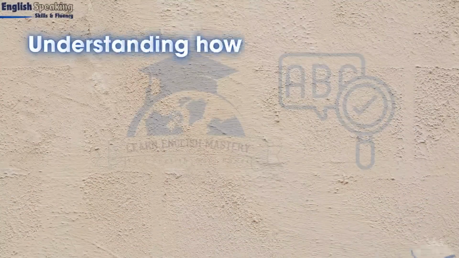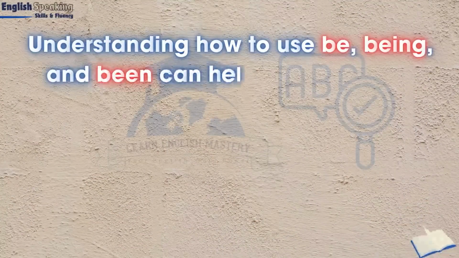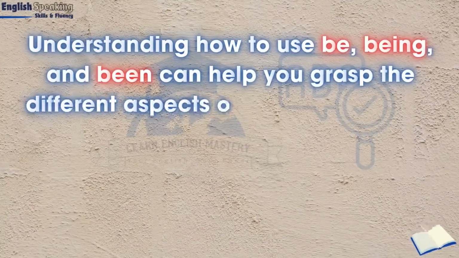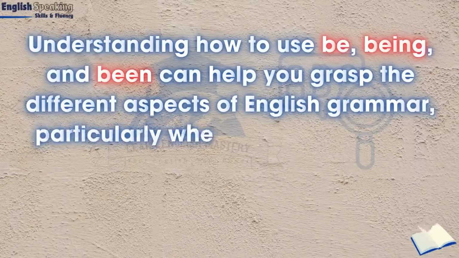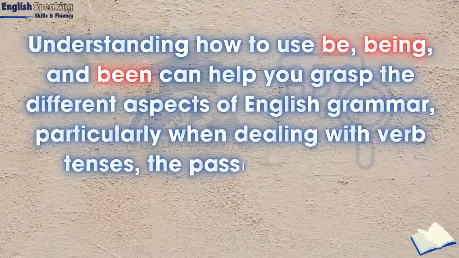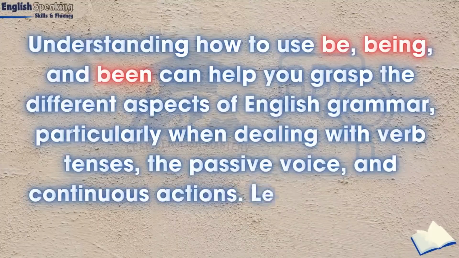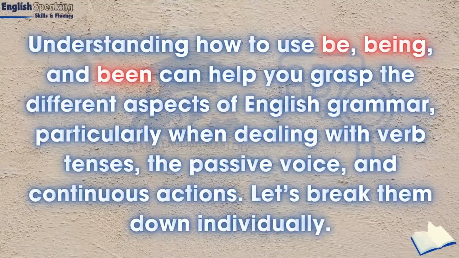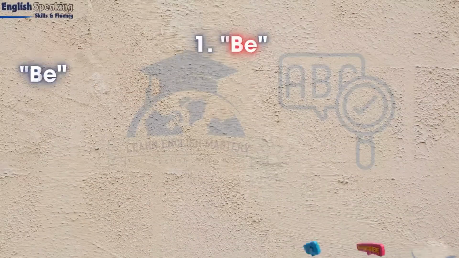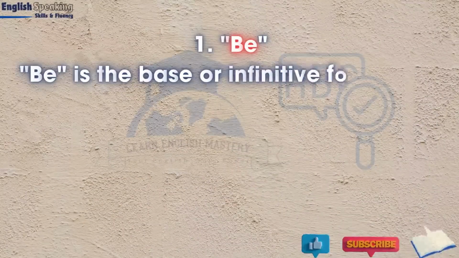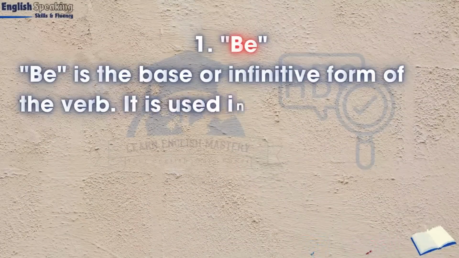Understanding how to use "be," "being," and "been" can help you grasp the different aspects of English grammar, particularly when dealing with verb tenses, the passive voice, and continuous actions. Let's break them down individually. 1. "Be" is the base or infinitive form of the verb.